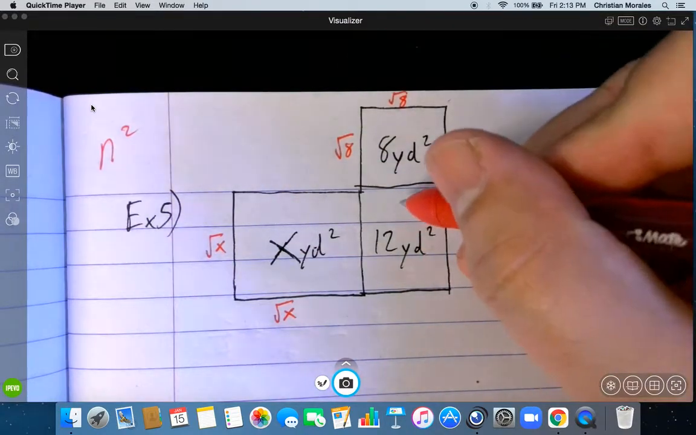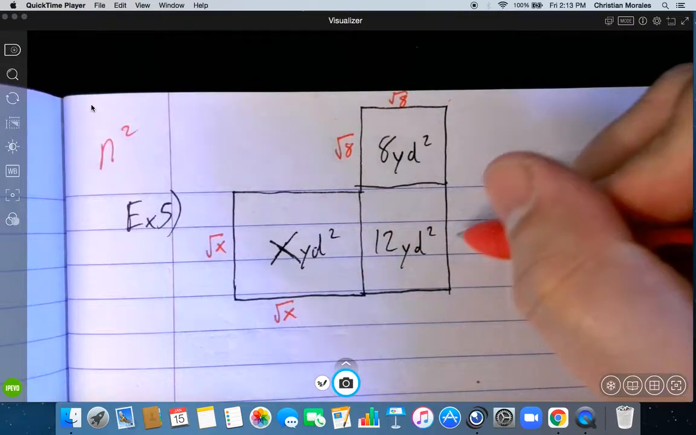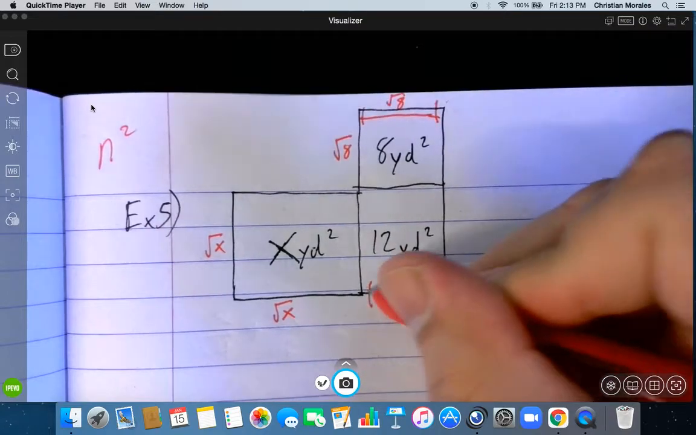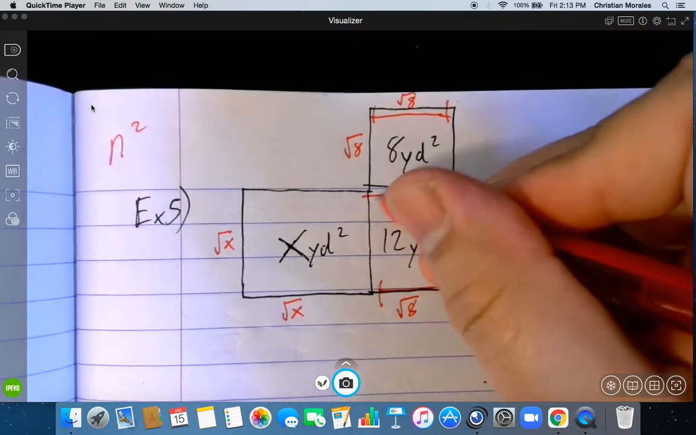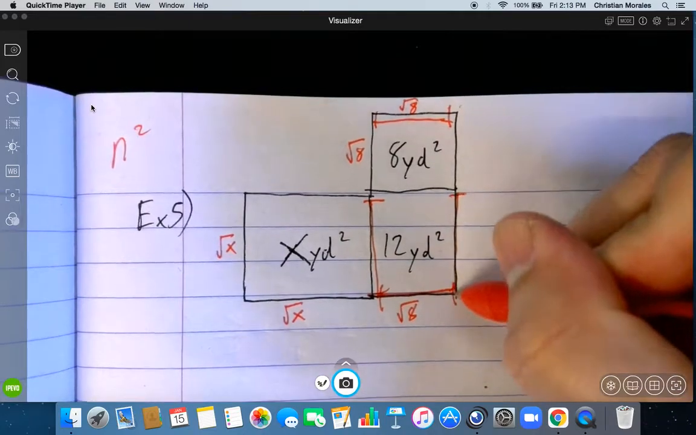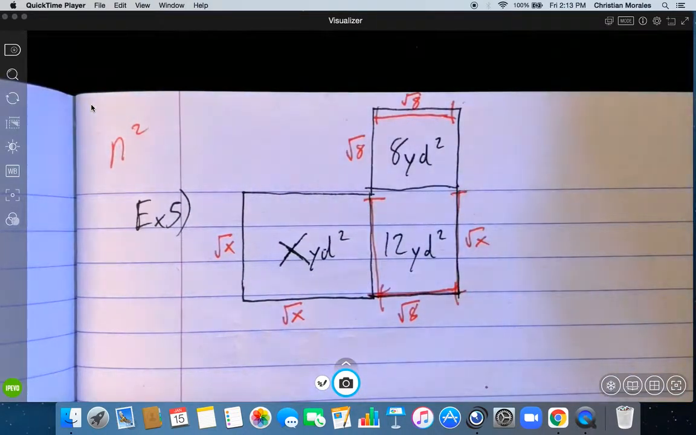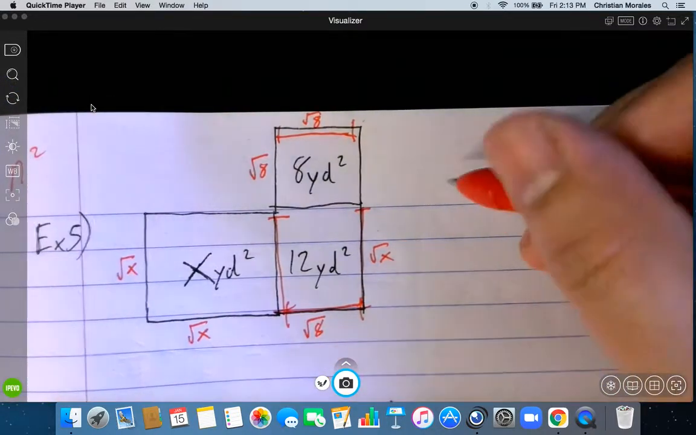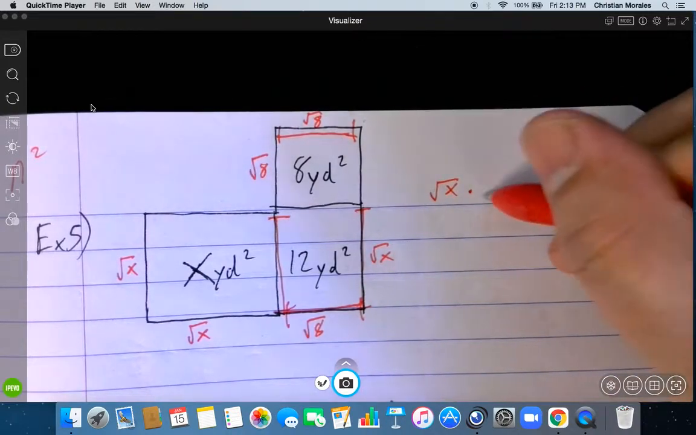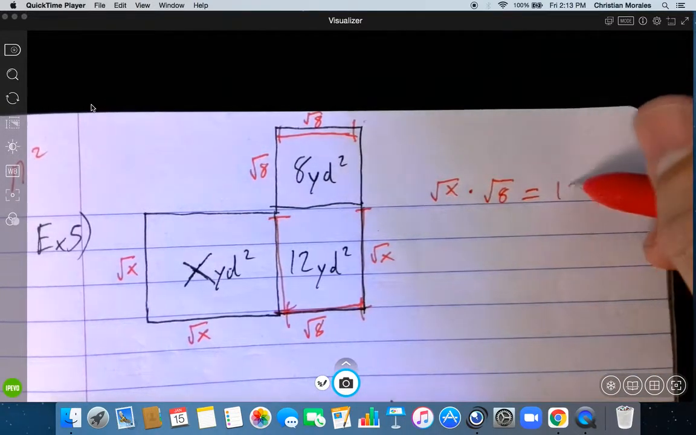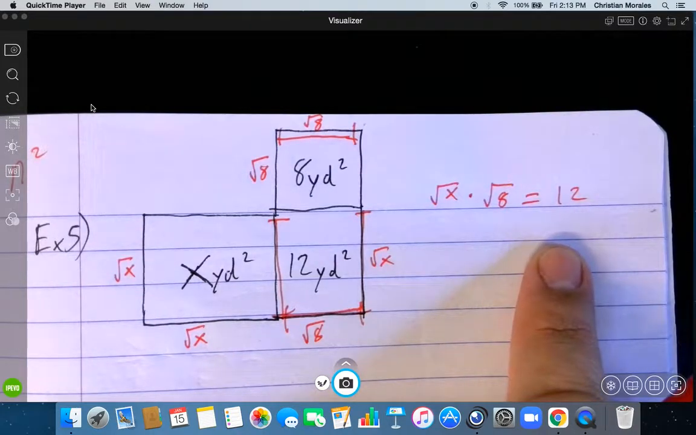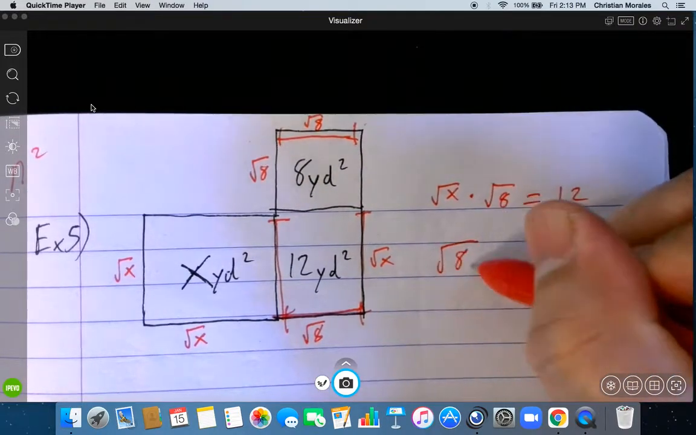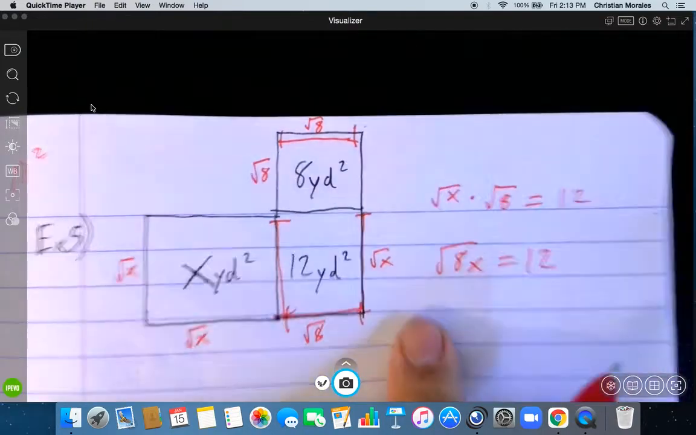Okay? Now, that means for this rectangle, this side would be the square root of 8 right here to right here, and then this side over here would be the square root of x, because they're the same length as over there. So your problem is actually this: the square root of x times the square root of 8 equals 12. That's the problem. That's what we're doing. Now, if you multiply square roots, you actually get this, the square root of 8x. They just combine because they're both square roots.